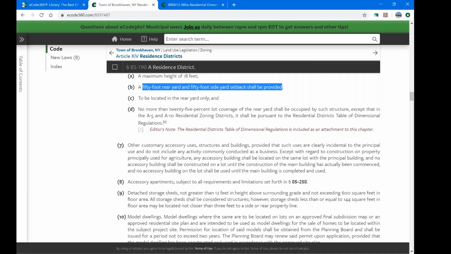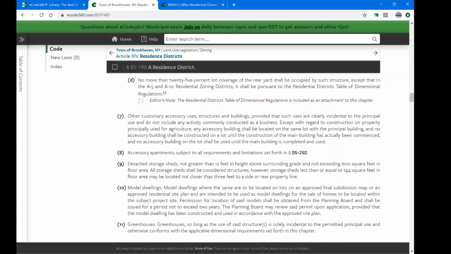We can also have accessory uses such as an accessory structure that would be common to the principal structure. Accessory apartments can be used. Detached storage sheds. So how many sheds are you allowed to have on your property? Town of Brookhaven says you're allowed to have one, not greater than 12 feet in height, cannot exceed 600 square feet in area, and if they're less than 144 square feet in floor area, one, they don't need permits, but two, they can't be located closer than 3 feet to a rear or side property line.